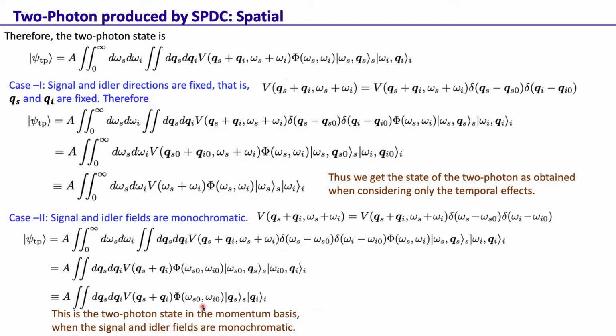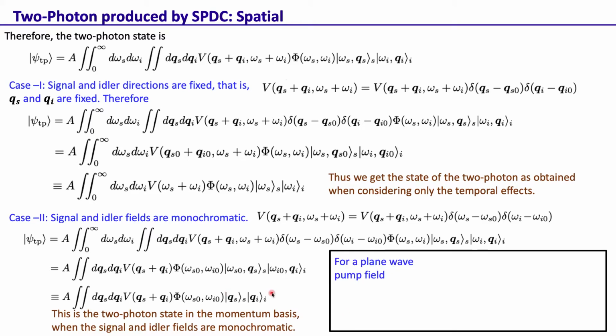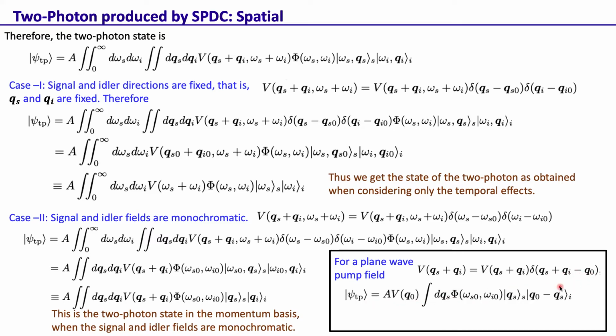So this is the 2-photon state in the transverse momentum basis, and signal idler fields are monochromatic. Now let's look at a special case, when the pump field is just a plane wave. So if the pump field is a plane wave, then this V, that is the amplitude of the pump essentially, will take just a single value of qs plus qi. So if that qs plus qi is, let's say, q naught, then this integral we can just write as a single integral instead of this double integral.